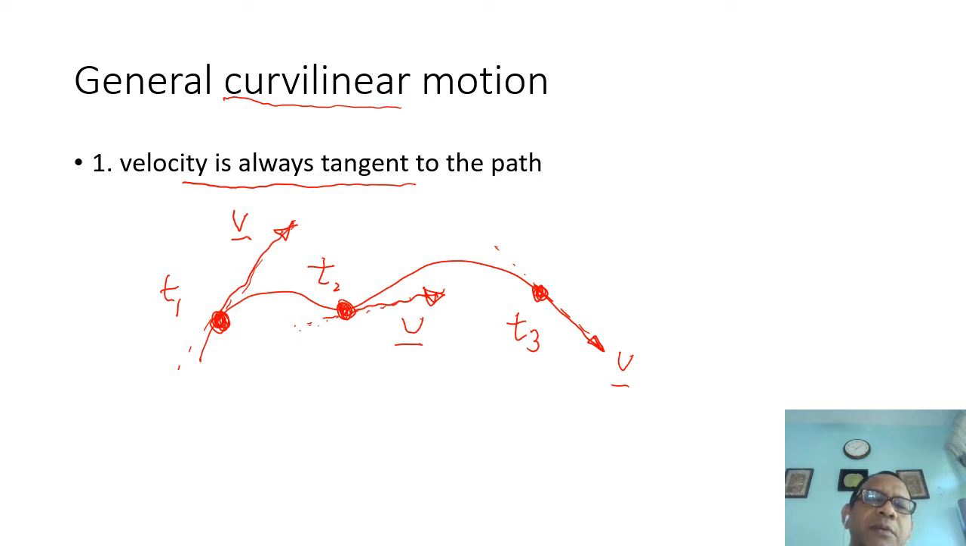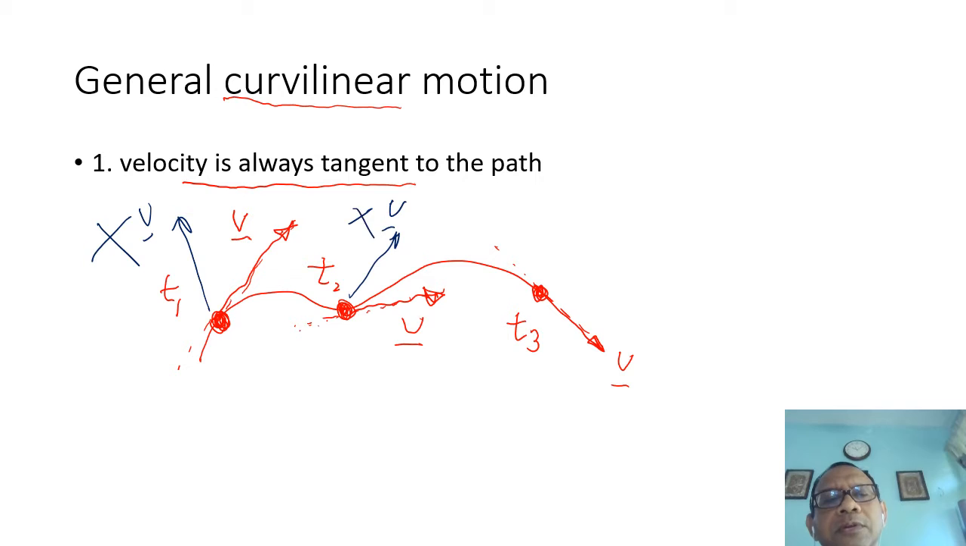So velocity is always tangent to the path. It means that you cannot draw the velocity like this. So this is wrong. Or if I feel like drawing it this way, no, this is wrong. So it's always tangent to the path. I hope you can remember that.